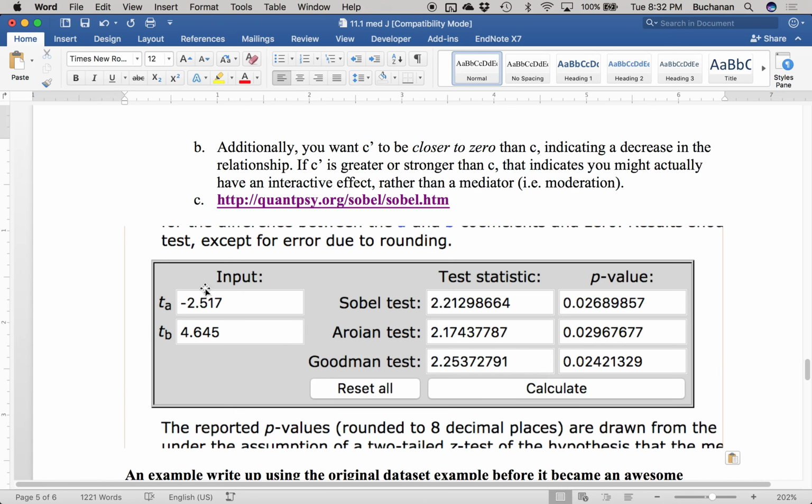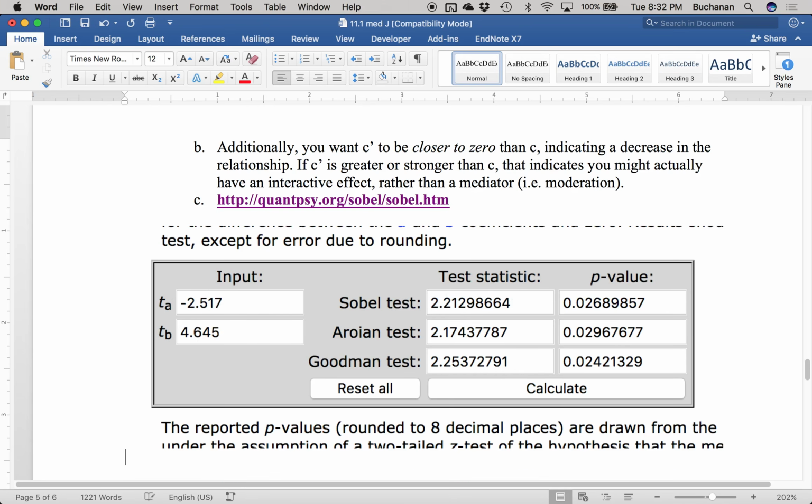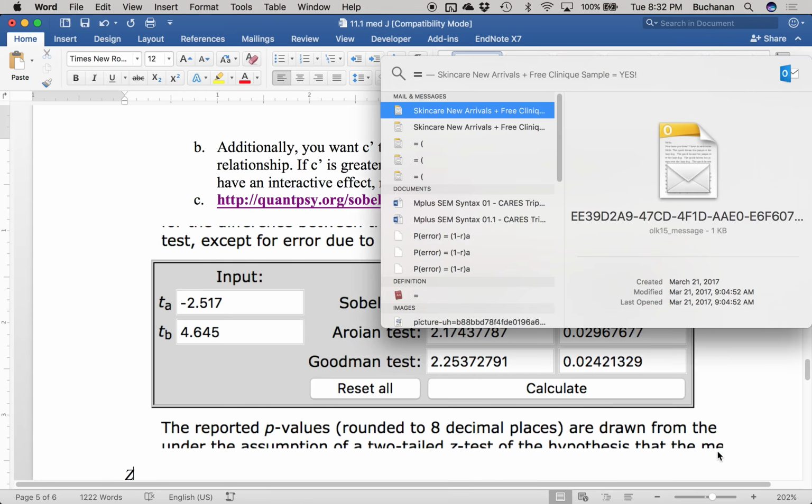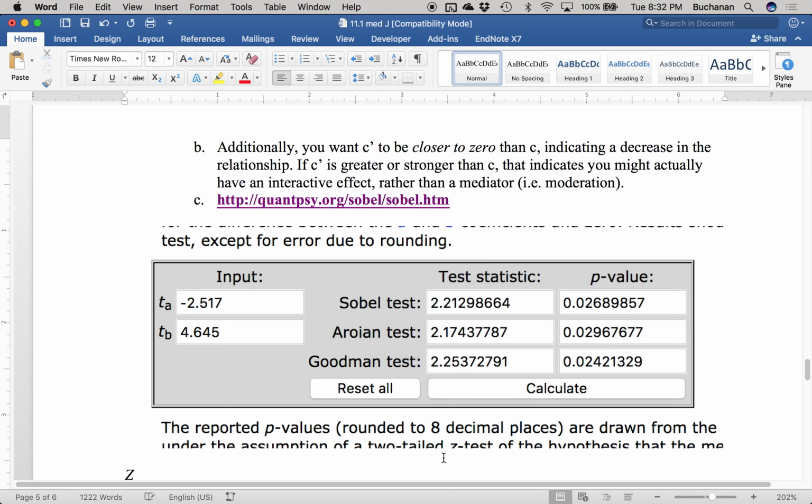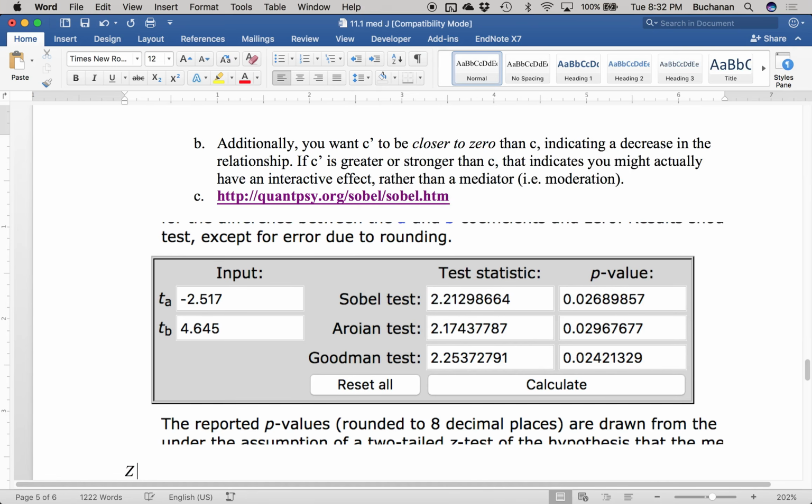Okay. So we entered T for our A path and T for our B path. It told us the Sobel test is 2.12, and that p-value means it's significant. The Sobel test is a z-test. I managed to cut my finger, and typing with a Band-Aid on your finger is a little weird. Not that I don't normally miss the keys as well. So 2.12, our p-value is 0.03. So I would say that C and C prime are significantly different.